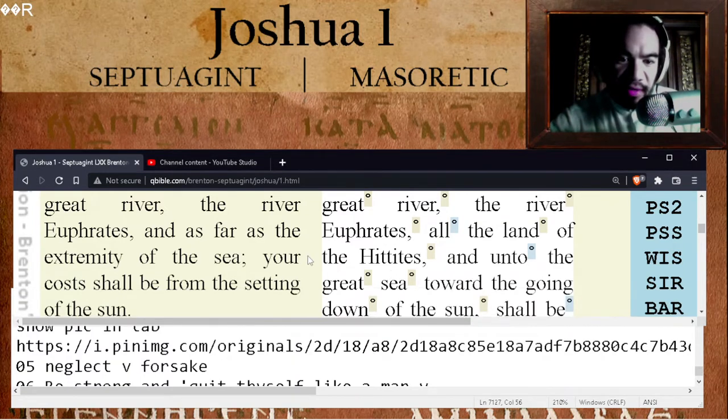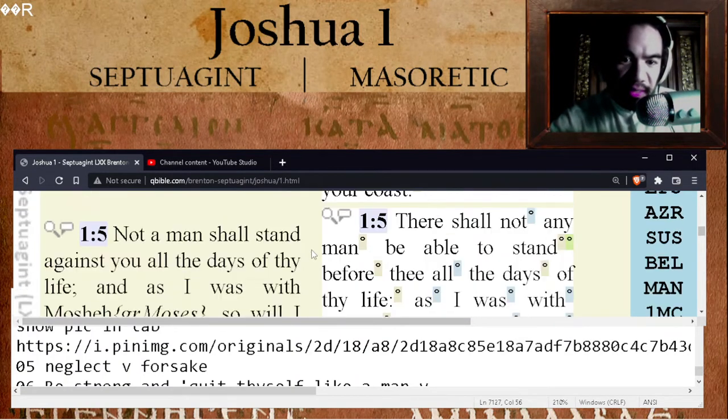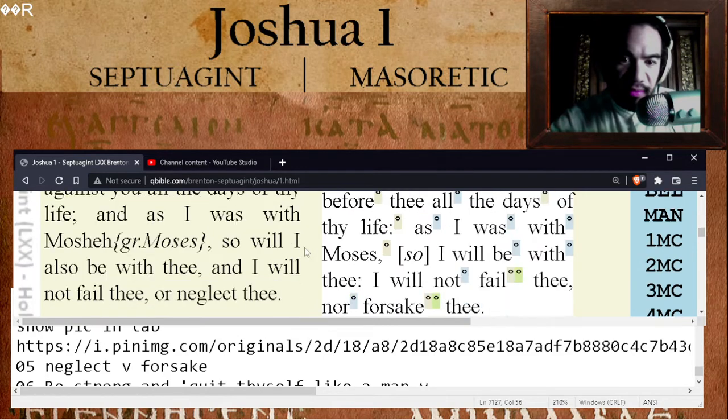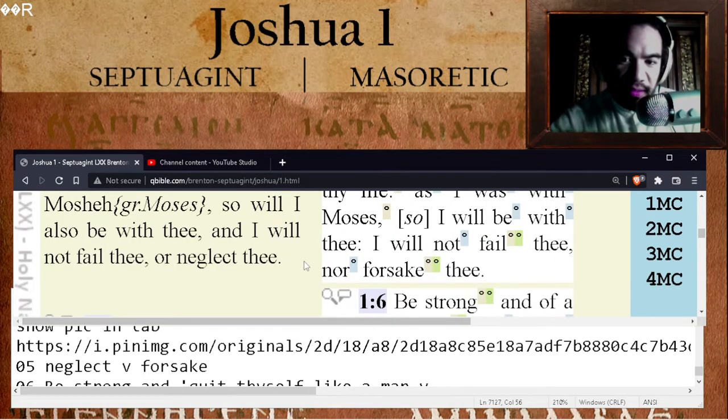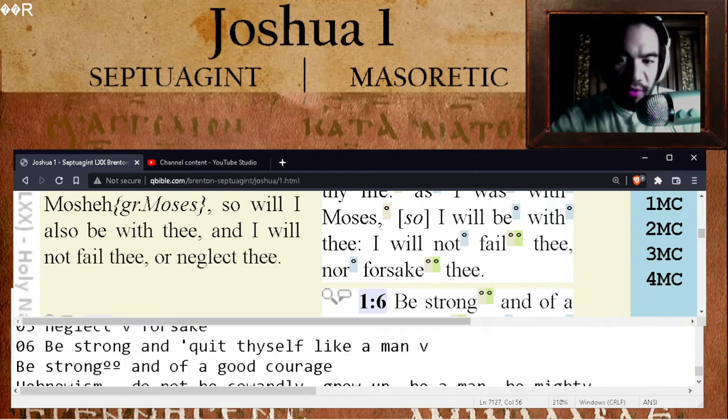So next we have verse 5, neglect versus forsake. That's like a memory verse. A lot of people like to quote that. I will not fail you or forsake you. I will not fail you or neglect you. Be strong and quit yourself like a man.